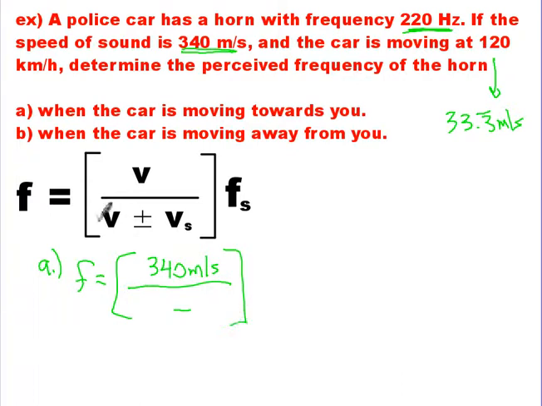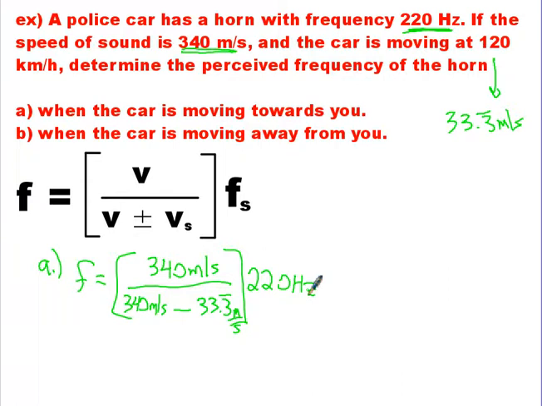The second v here is the same as the first. They're just v. So that's 340 meters per second. And vs is the speed of the source, 33.3 repeating meters per second. That's all multiplied by the frequency of the sound, which is 220 hertz.